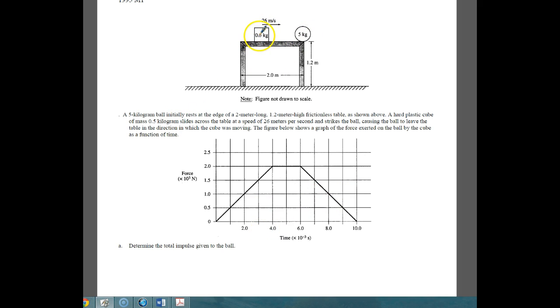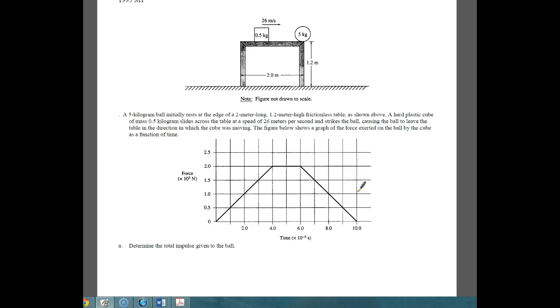We have a cube moving at 26 meters per second towards the ball on the edge of a table, and it strikes that ball and then they both fall on the floor. So they make some trajectories down. It tells you a little bit about that here, how high it is, how wide the table is. And on this picture, it shows you a graph of the force exerted by the cube on the ball as a function of time.